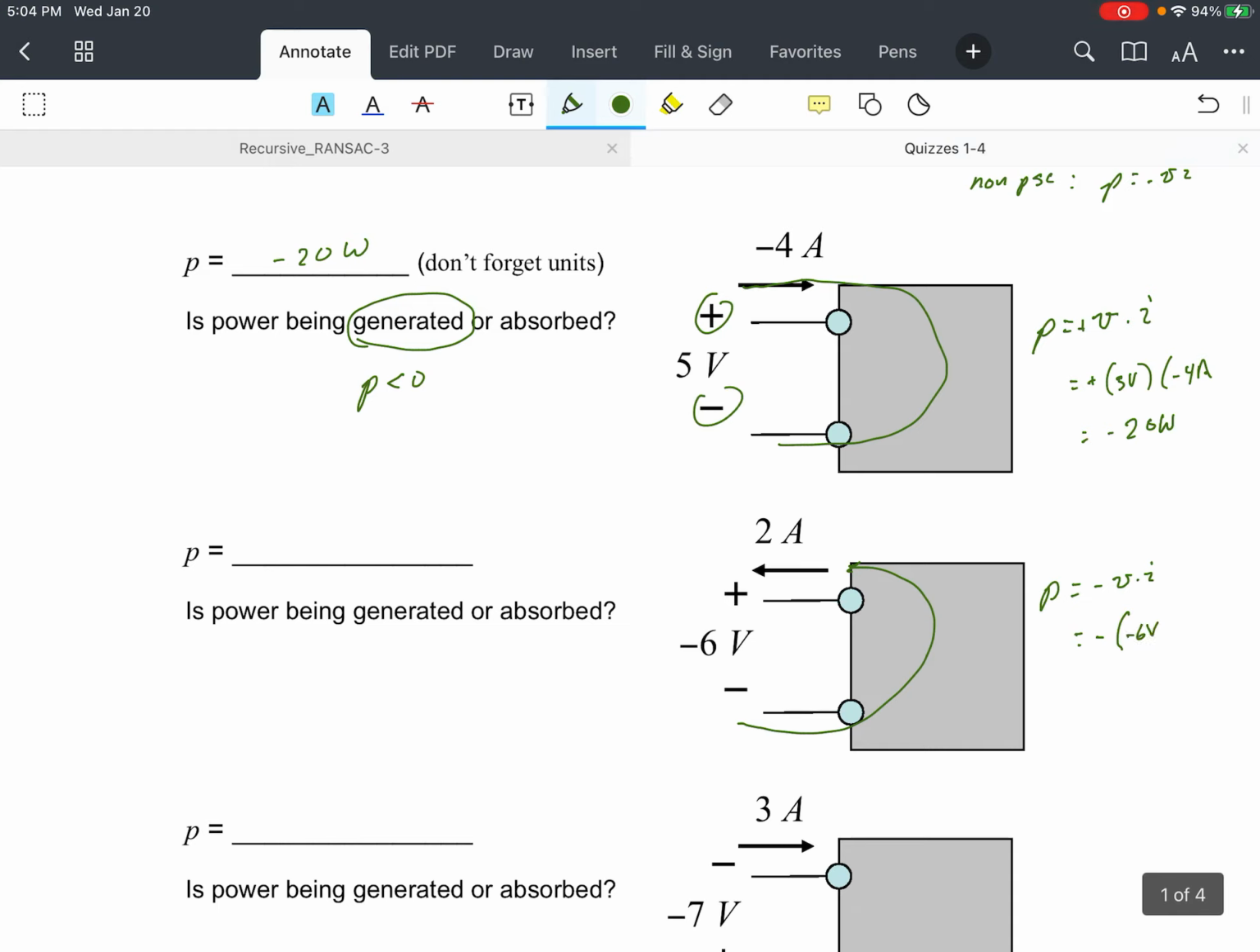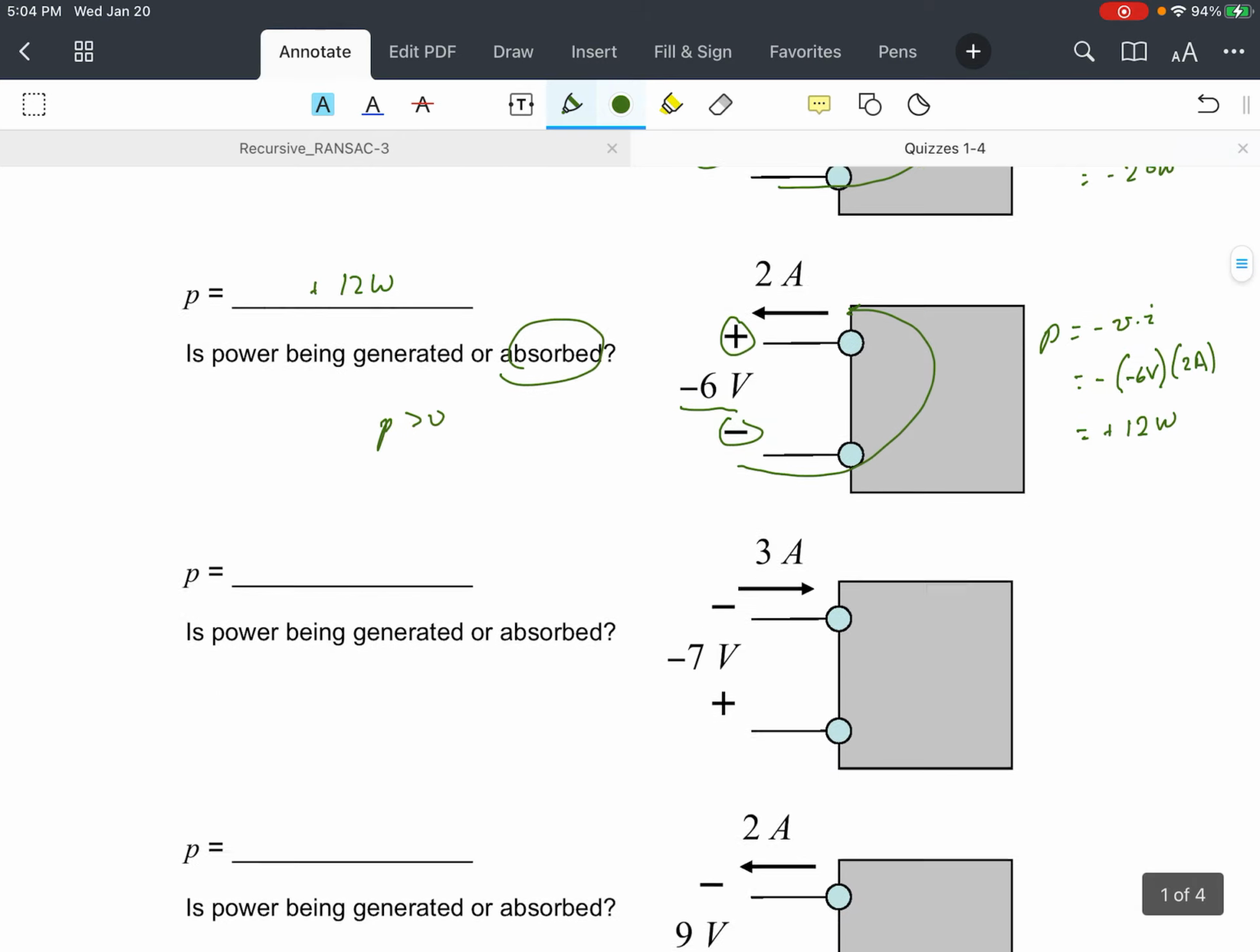So in determining positive sign convention, I'm just paying attention to the current direction and these plus and minus labels, okay, not the actual value of the voltage. So minus 6 volts times 2 amps, and this would be now positive 12 watts. And since P is greater than 0, then that means that we are absorbing energy.